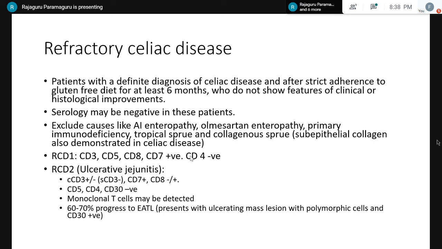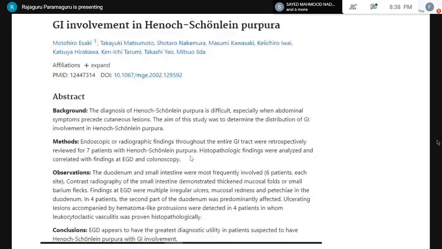The next is the involvement of Henoch-Schönlein purpura in the GIT. So I have seen a couple of cases, but unfortunately I don't have the histological images. Whenever there is focal active inflammation in the duodenum or anywhere in the small bowel with neutrophilic exudates, try and look for features of leukocytoclastic vasculitis in the lamina propria. The changes will be exactly similar to the leukocytoclastic vasculitis which you are going to see in the skin, with endothelial cell swelling and fibrinoid necrosis of the vessel wall, extravasation of RBCs. So everything is just going to be similar, and these changes might precede the cutaneous lesion. So the patient might present with the GI symptoms and then get biopsied for that.